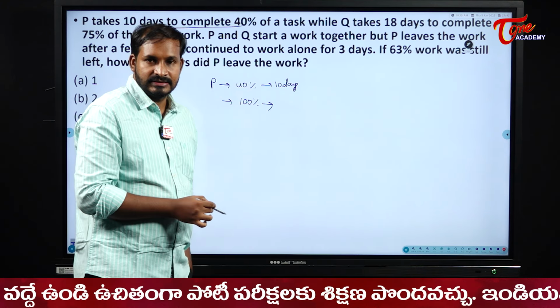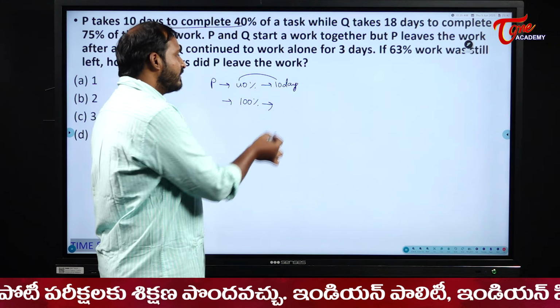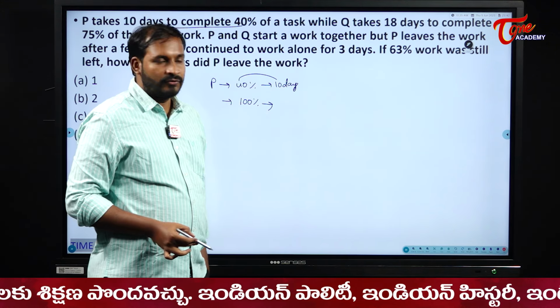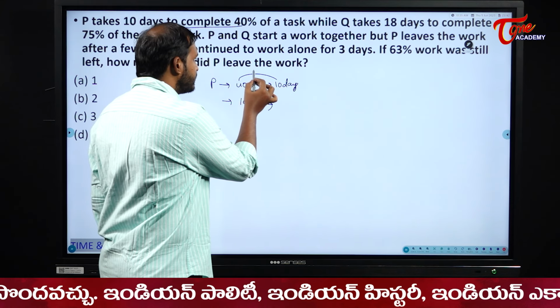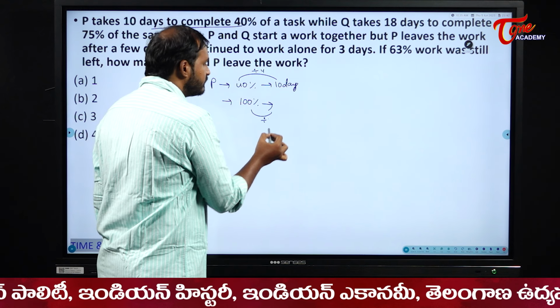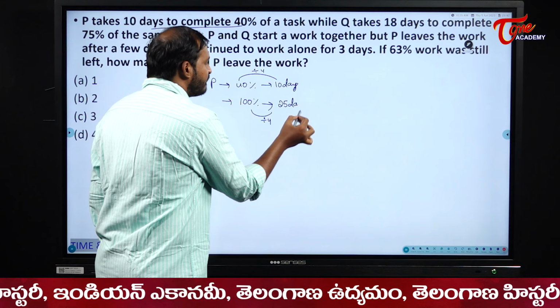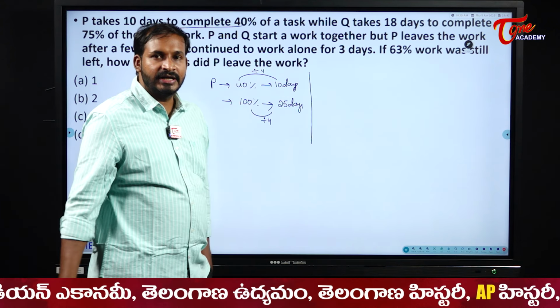40% in 10 days. So 100%. So how will 10 become 40? Into 4, right? Similarly, that means here you are dividing it by 4. Similarly, divide it by 4, what you will get? 100 divided by 4, what is it? 25 days. That means P can finish 100% of the job in 25 days.